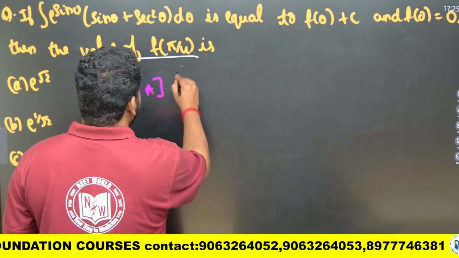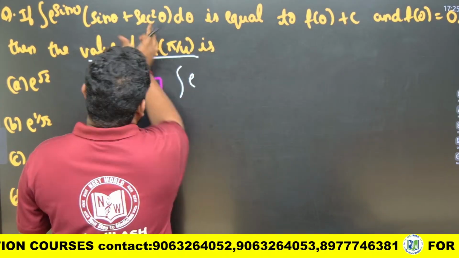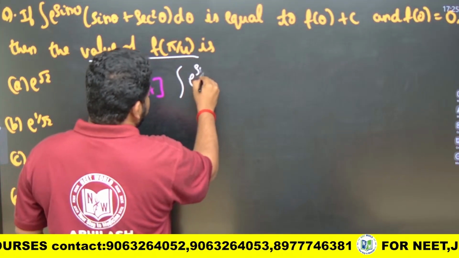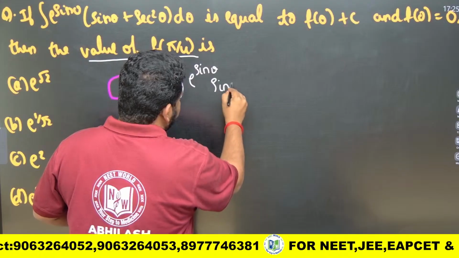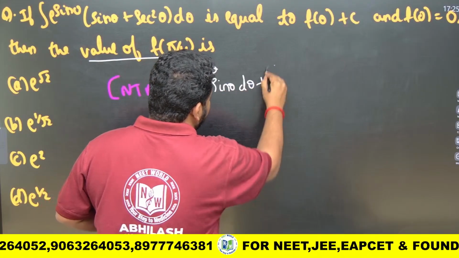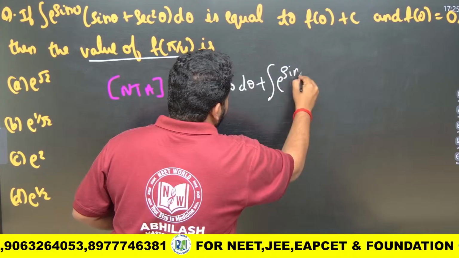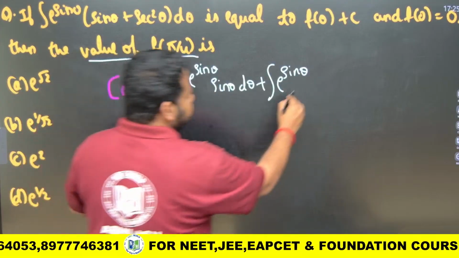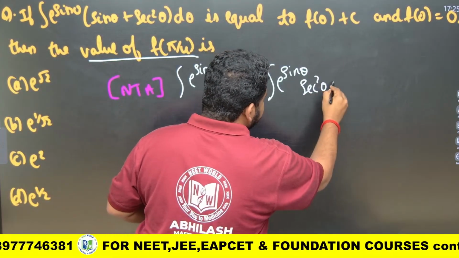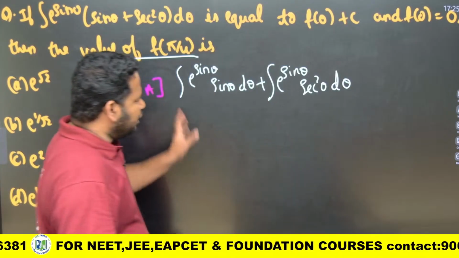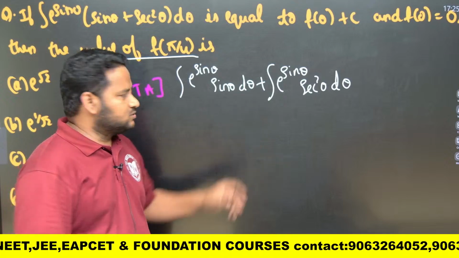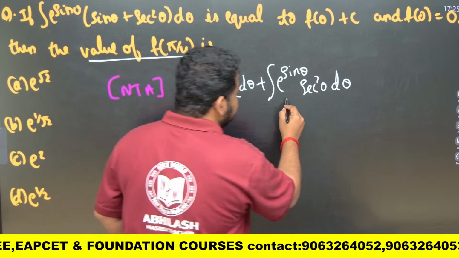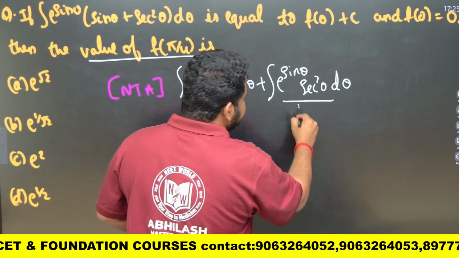First of all, they have given e power sin theta into this function. Let me multiply it. So e power sin theta into sin theta d theta plus integral of e power sin theta into secant square theta d theta. Now out of these two functions, which function looks complicated? This function is very simple, and this function looks complex. So let me integrate this function.